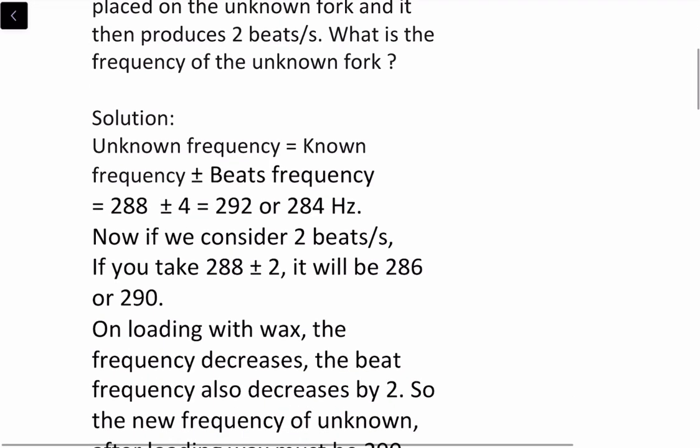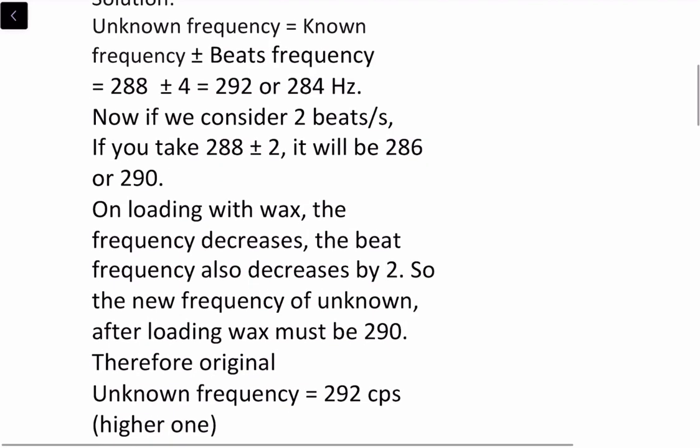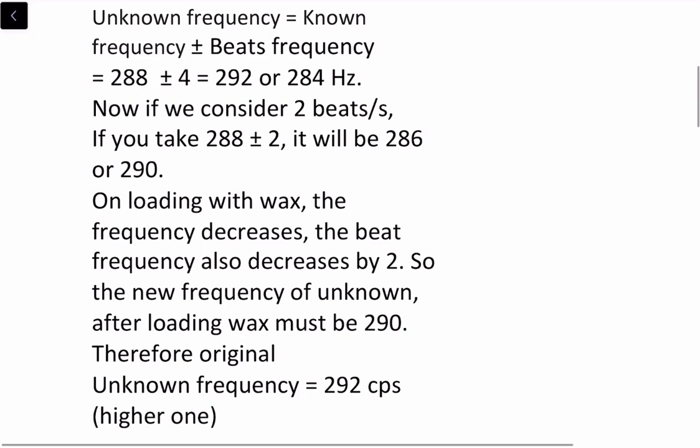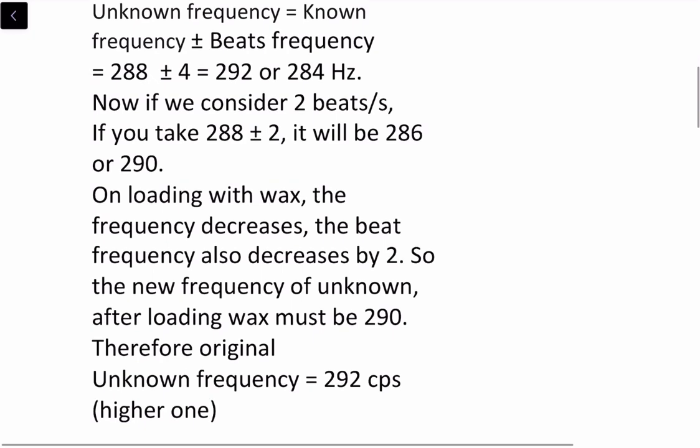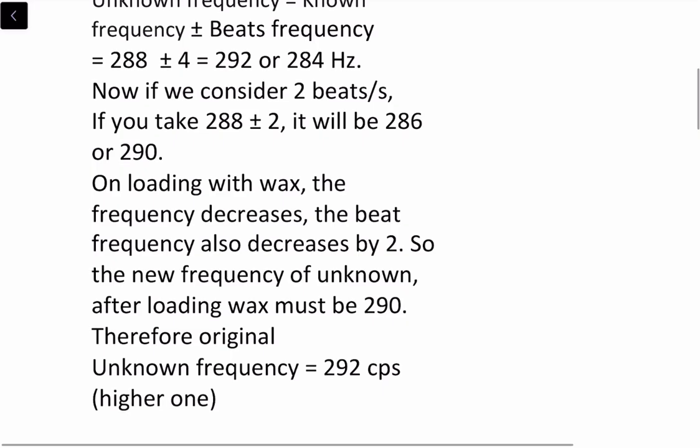How to solve this? Unknown frequency is equal to known frequency plus or minus beat frequency. That is 288 plus or minus 4, which is equal to 292 or 284 hertz. Out of these two you have to select now. If we consider 2 beats per second, 288 plus or minus 2, that is after putting the wax, it will be 286 or 290.